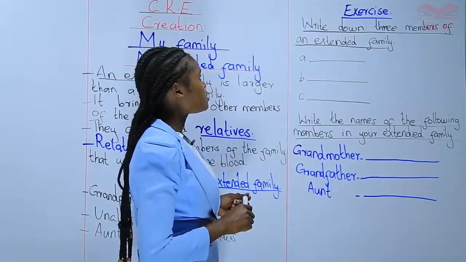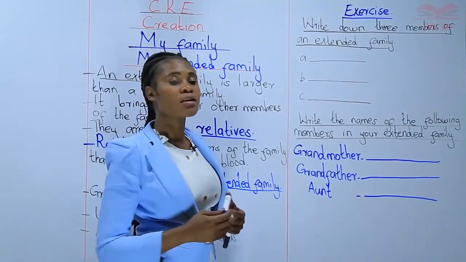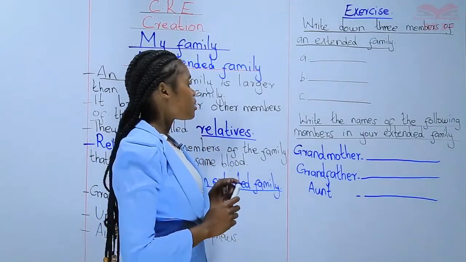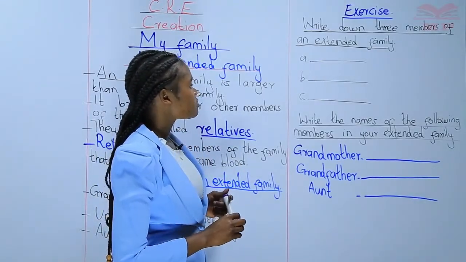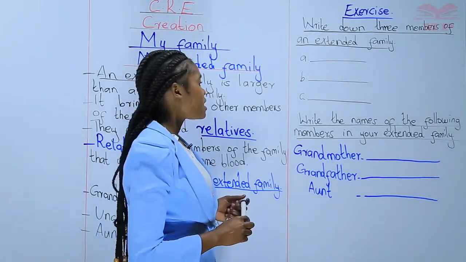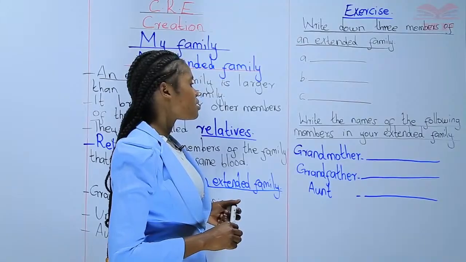So the first bit, write down 3 members of an extended family. Then the second part, write the names of the following members in your extended family.